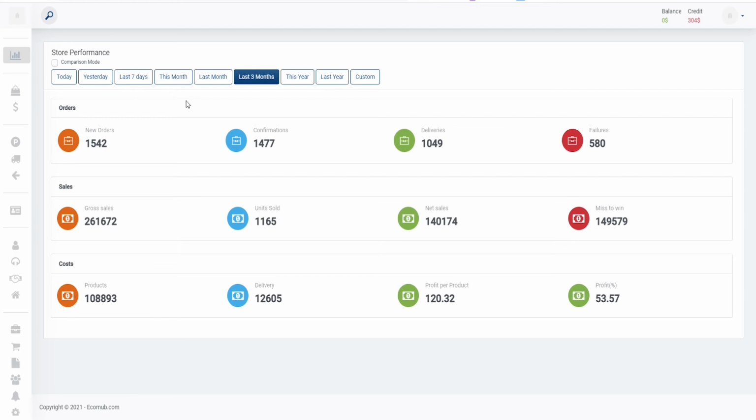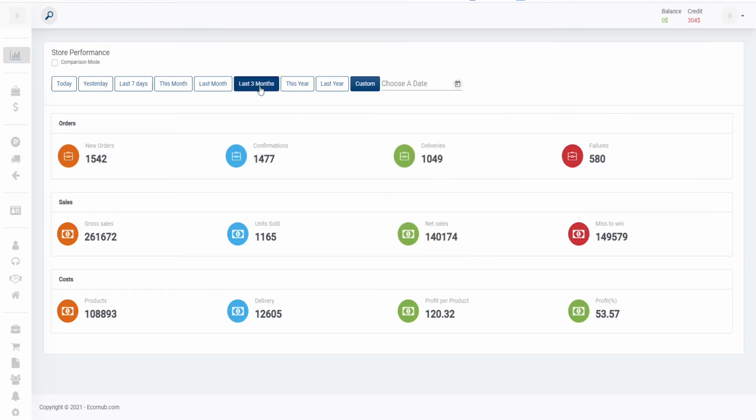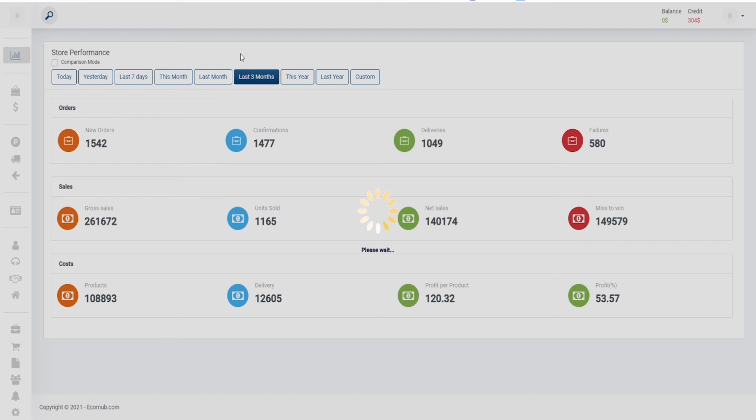So this is your dashboard page, and here you can see all your metrics. Here you can select different time frames: today, yesterday, last 7 days, this month, last 3 months, this year, last year, or a custom interval where you can choose your own days. So let's stick to last 3 months, for example.